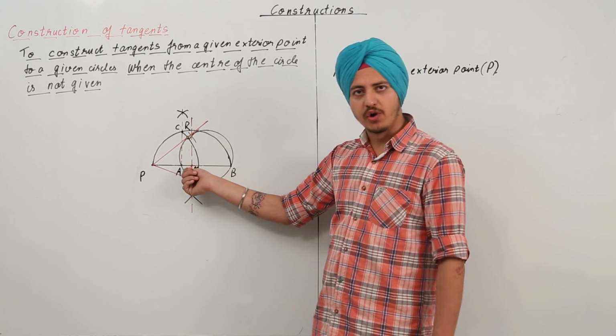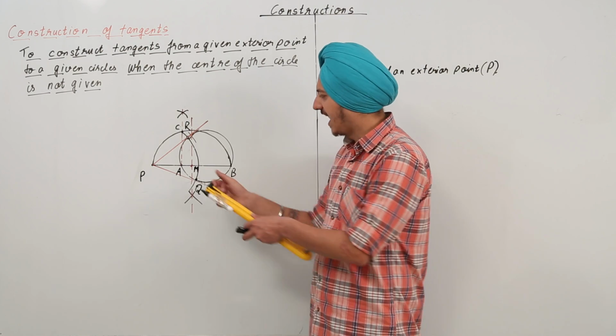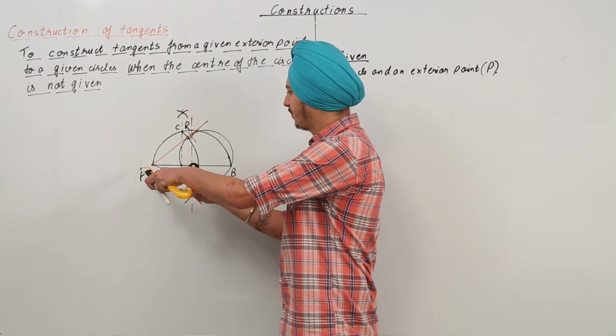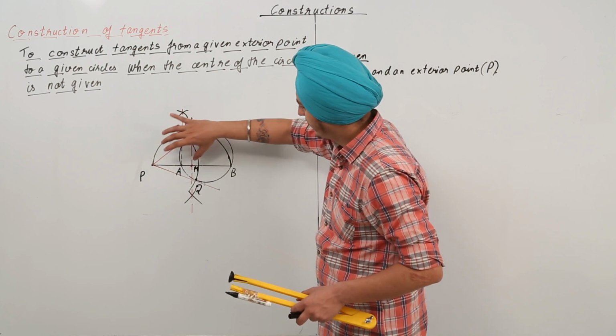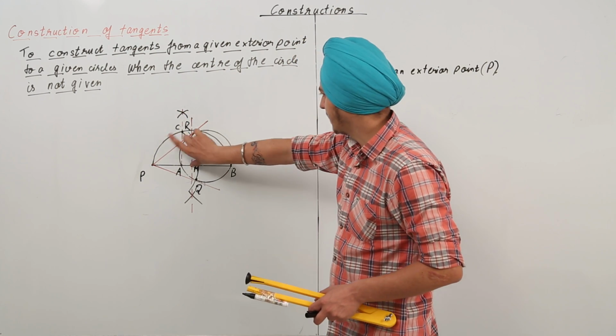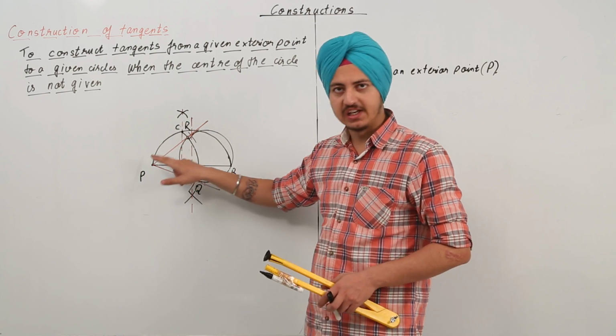Now, if M is the midpoint of PB, we keep our compasses at point M and open them equal to PB and draw a semicircle. You can see the semicircle. From here, I've opened my compass and drawn this semicircle.